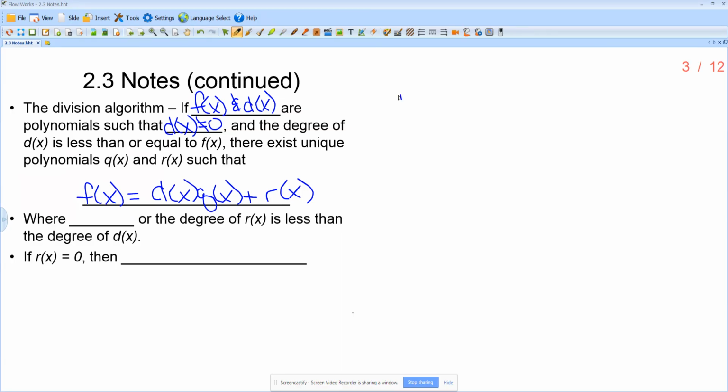So the division algorithm, we're talking about doing f of x divided by d of x. And what we're really just saying here, taking out some of this x notation, is if I have a function and I divide it by a function such that that function is not equal to 0, then the degree of the divisor, the degree of the denominator, has to either be less than f of x or equal to f of x. And as long as that's the case, f of x can be written as the divisor times the quotient plus the remainder.